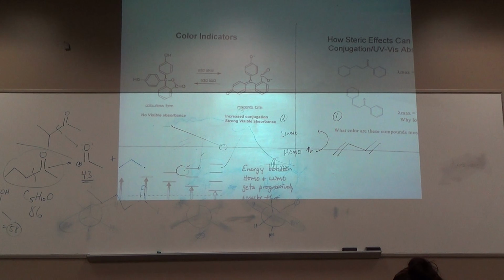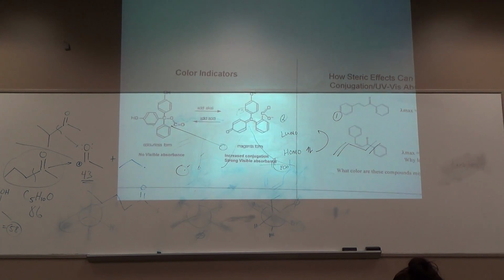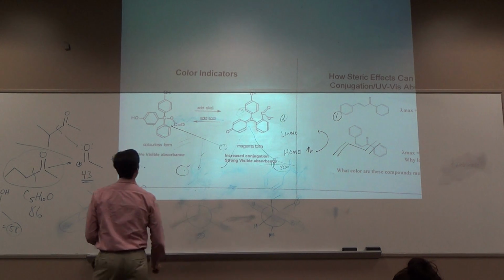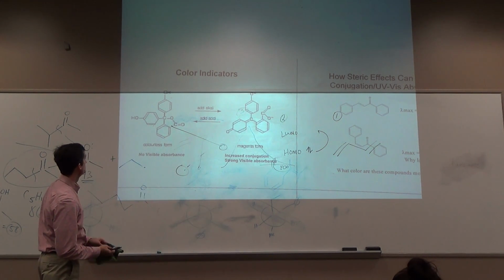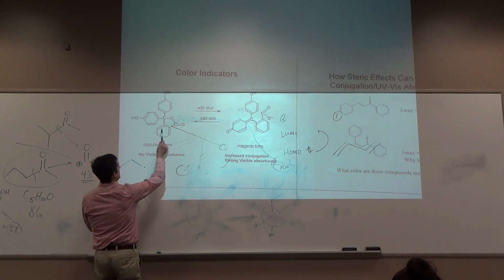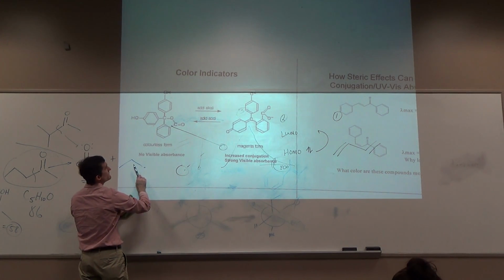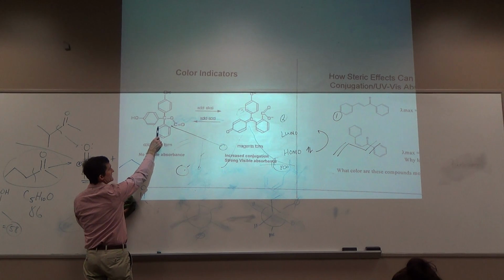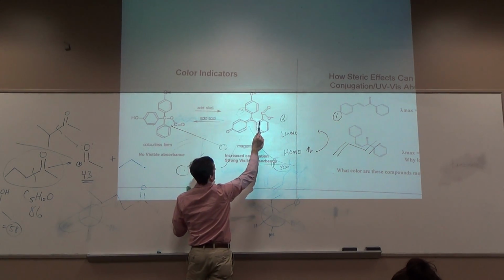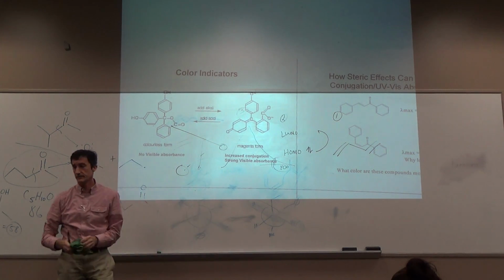Let's look at a couple of applications. You probably saw some color indicators in Gen Chem lab, right? I don't know the name of this indicator, but this is a colorless form. Apparently under an acid it's colorless, but if you add base, it turns into this form, and this form is magenta.